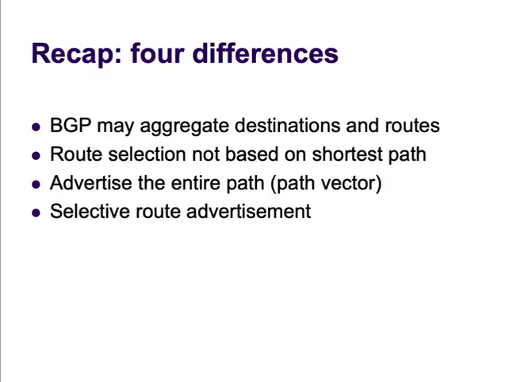So just to recap, the 4 differences: BGP can aggregate destinations and routes, which we didn't do in distance vector. Selection is not based on shortest path. You advertise the entire path, not just the least cost, so it's a path vector protocol. And you are selective about which prefixes you choose to advertise.